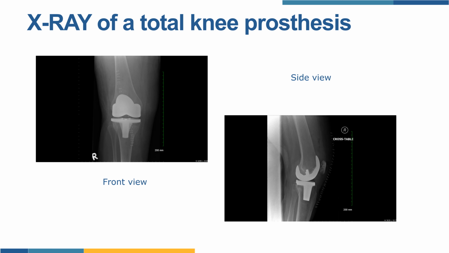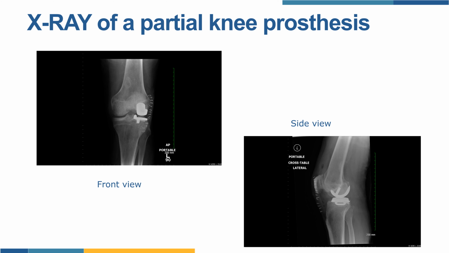Here we see the total knee replacement in place after surgery. The metal completely covers the ends of the bones. The plastic liner is not seen on X-ray. In the picture on the right, there are some small circles at the front of the knee. These are surgical staples, which is what the surgeon uses to close your incision.